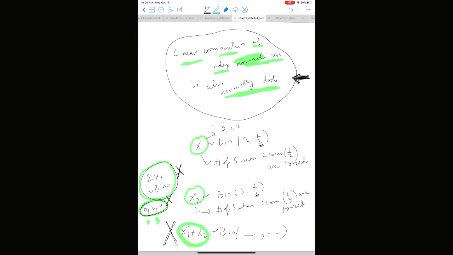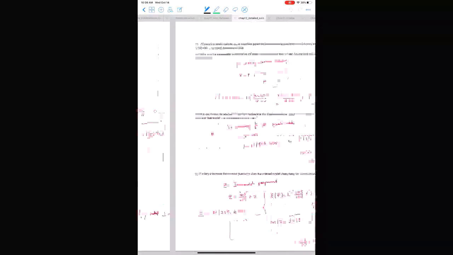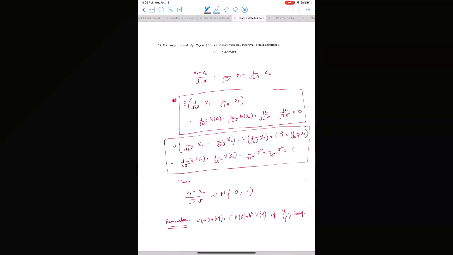All right. So that was this. I wanted to get this out of the way. Question number 28. If x1 is normal with mean mu, variance sigma square, and x2 is normal with mean mu, variance sigma square, and they are IID, what is the distribution of (x1 minus x2) over square root of 2 sigma? That is the question.